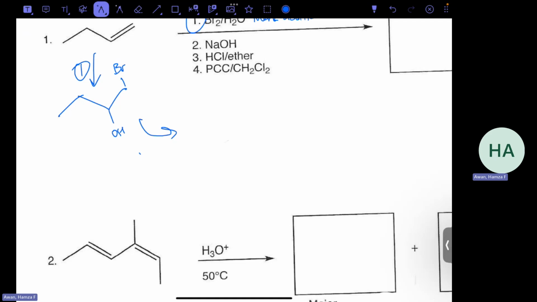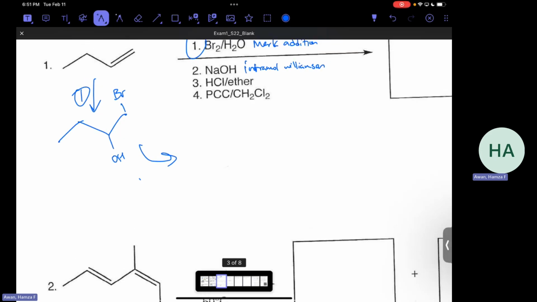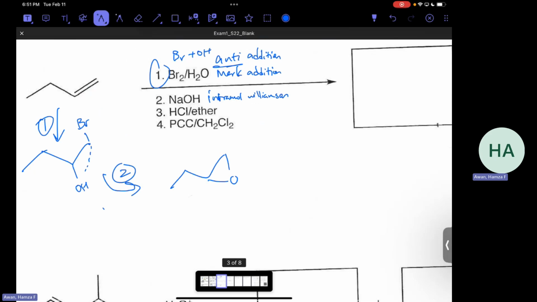Second step, this is an intramolecular Williamson. And what this does, whenever you have a 1,2 halide, like the alcohol is one away from the halide, I think it's a geminal halide, right? Whenever you have that, then it's going to create an epoxide. So we have an epoxide forming between this and that, right?